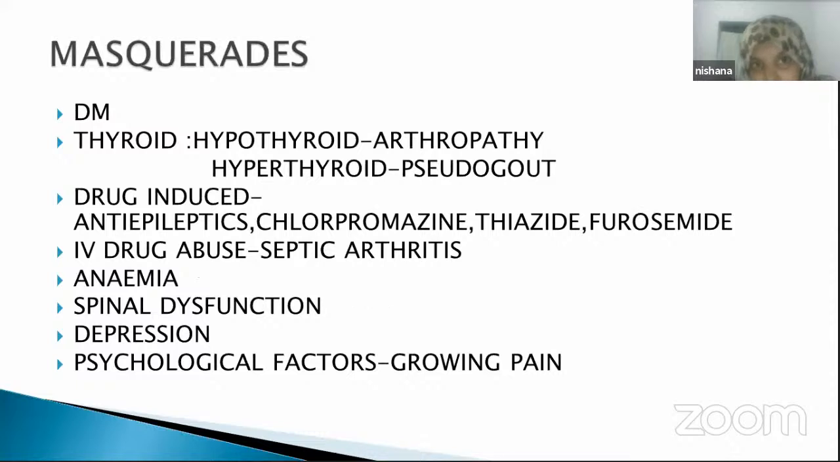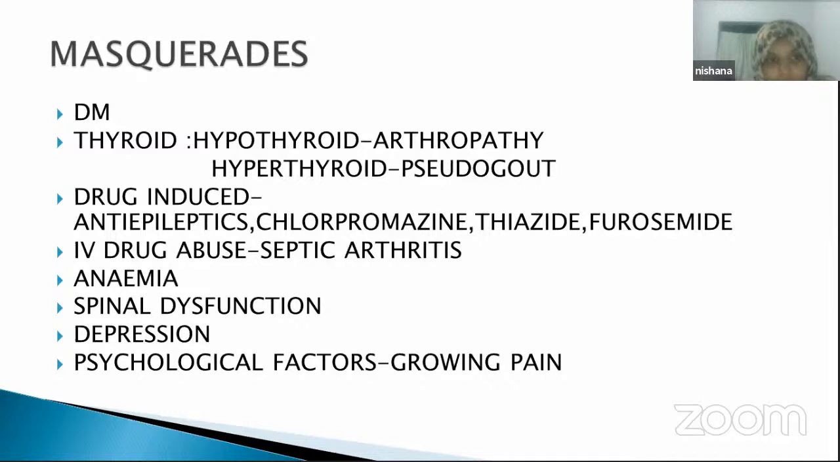Then, as family practitioners, we will be very familiar with the term masquerades. Some conditions can mimic joint pain, and they can present as joint pain. So we have to think beyond rheumatoid arthritis, osteoarthritis, and so on. The first thing is diabetes mellitus. Diabetes mellitus can cause mild to moderate painful arthropathy. Then thyroid: hypothyroidism can produce muscle wasting and arthropathy. Hyperthyroidism can produce acropathy of the digits, with clubbing, swelling, and so on.